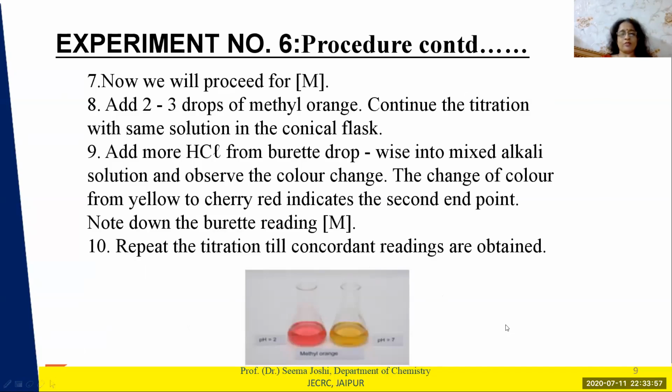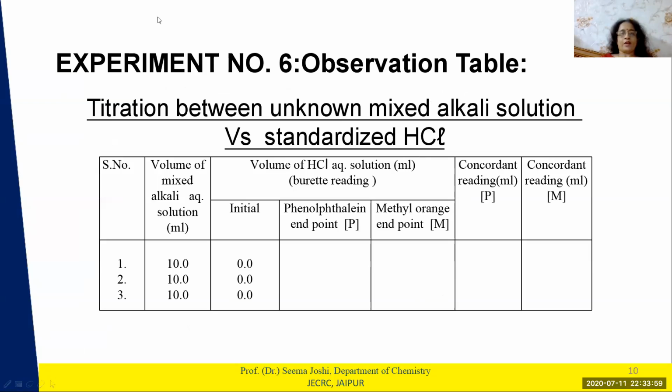Now we come to the calculation part. Readings are noted down in this particular observation table. This first one is for the volume of alkali mixture. Every time we will take 10 ml of alkali mixture into the conical flask, and then the initial reading is usually taken as 0 in the burette. We will read out the lower meniscus because the solution is colorless.